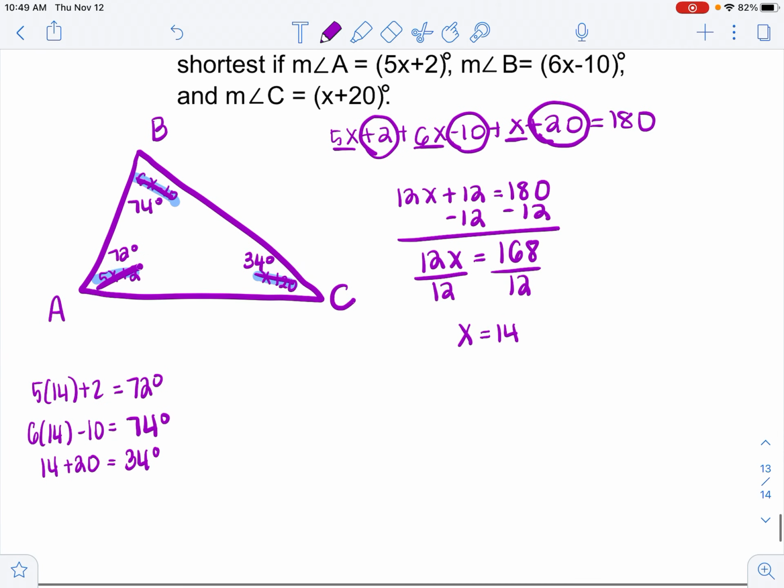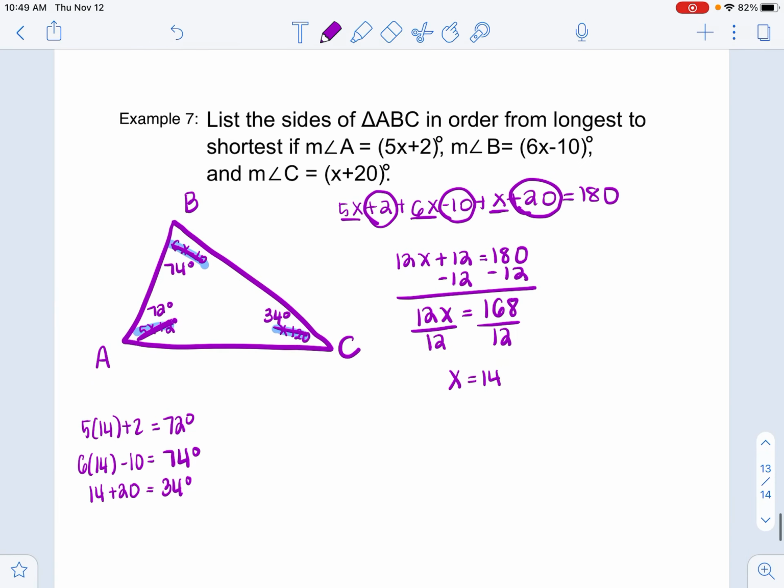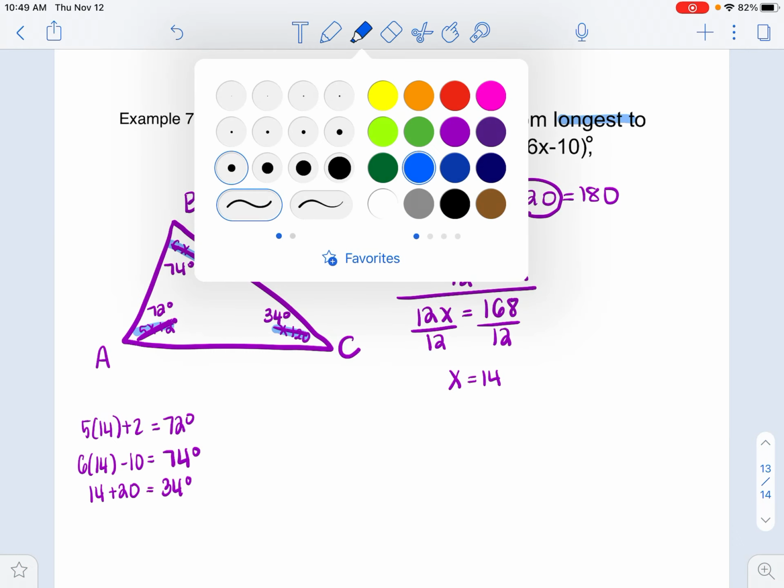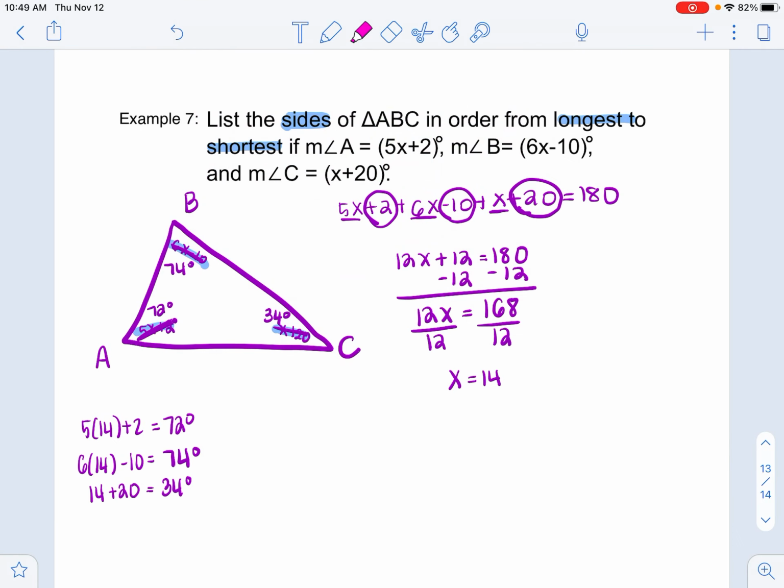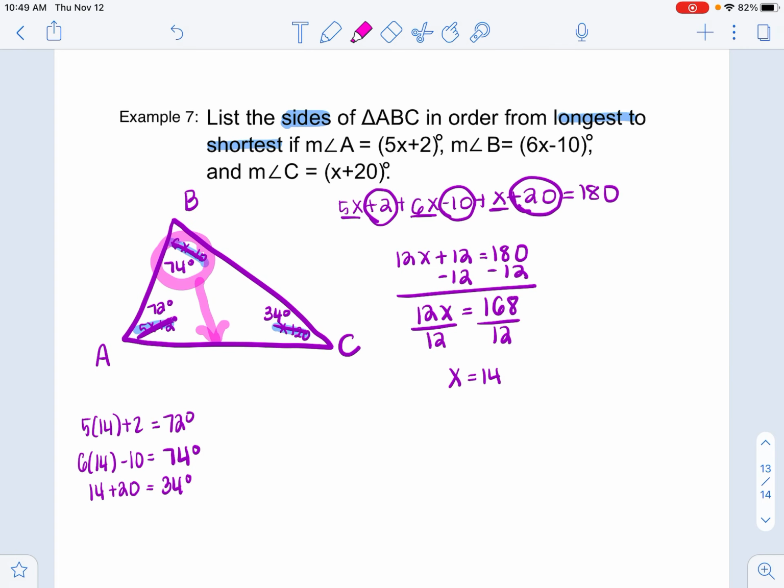Okay, so now let me see what they asked me for. Did they ask me to list my angles? No. They asked me to list my sides. Okay, so I'm going to find my sides from longest to shortest. So in order to find my biggest side, I need my biggest angle first. My biggest angle is 74 degrees. So if that's my biggest angle, the side opposite of it is my biggest side. So my biggest side is side AC.